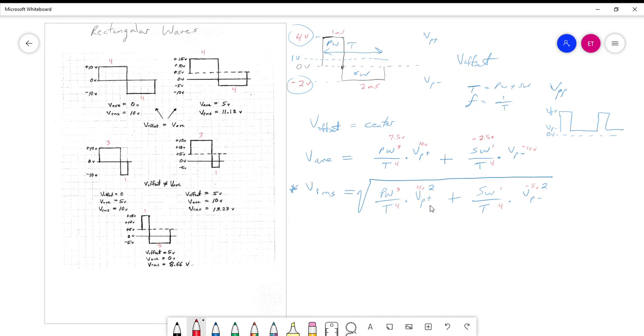So that's the main thing about this video, just to really emphasize these three parameters, which sometimes offset and average are the same thing, and then sometimes they're not, and also to emphasize that average and RMS are very different animals.